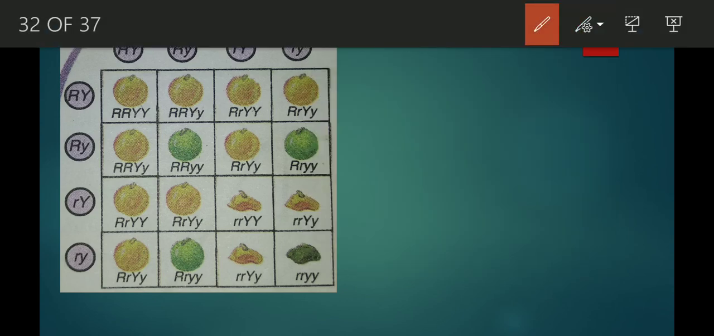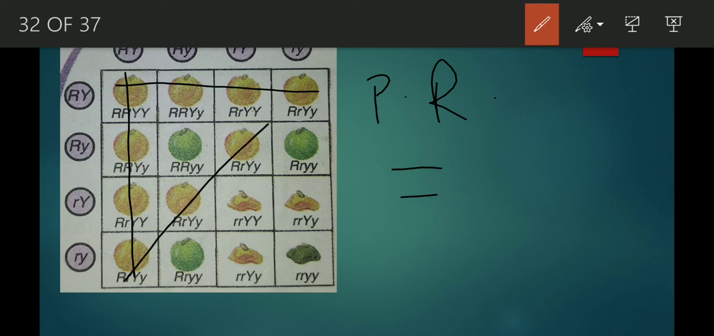This is the case where if we see the phenotypic ratio, okay, see, out of the 16 offsprings in total, these are the offsprings which form a triangle. These are the 9 offsprings who are formed as round yellow. They are round yellow.